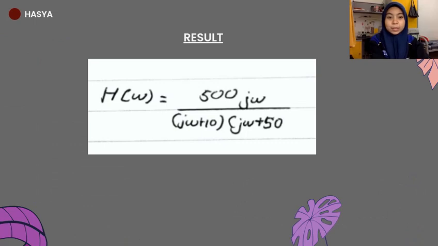Alright, to come to an end for our third perspective, which is the result. So we'll get, to match the graph, 500 jω over (jω plus 10) times (jω plus 50).